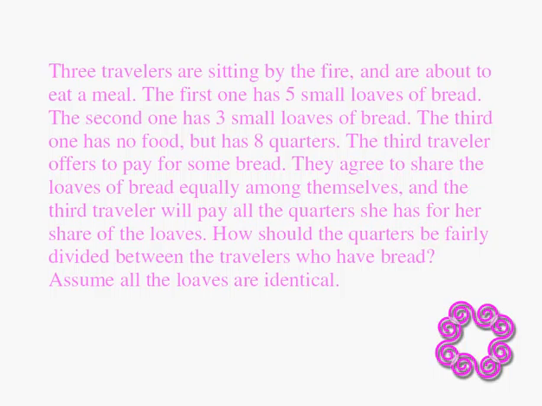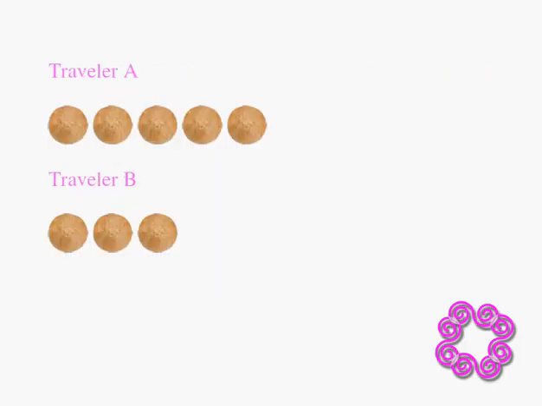So let's take a look at the problem scenario first. Let's use purple for our pencil because we have a lot of purple on this slide. So basically traveler A has 5 loaves and traveler B has 3 loaves. Now 8 loaves are to be shared among 3 people, so each person will get a fraction. Now that's fine, we can all work on that. However, we can play a little trick here.